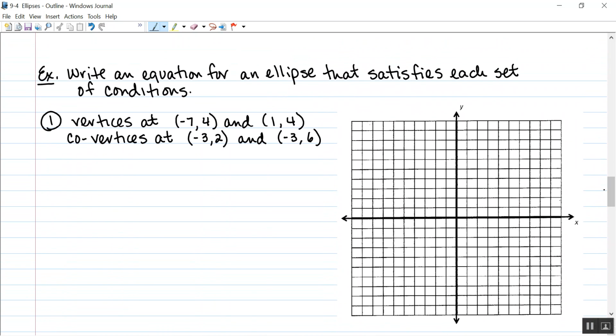Okay. The next two examples ask us to write an equation for an ellipse that satisfies each set of conditions. In this case, we're given the coordinates of the vertices and the coordinates of the covertices. You can do this algebraically using those formulas on one of the previous pages, but it's actually a whole lot easier if you just graph it.